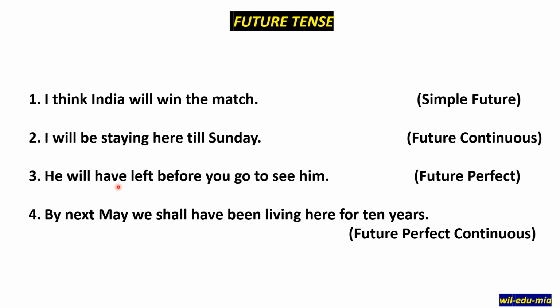Third one, he will have left before you go to see him. Here we have used future perfect tense. Here it is used to talk about actions that will be completed by a certain future time. The fourth sentence, by next May we shall have been living here for 10 years. The future perfect continuous tense is used for actions which will be in progress over a period of time that will end in the future. Now this tense, future perfect continuous, is not very common.